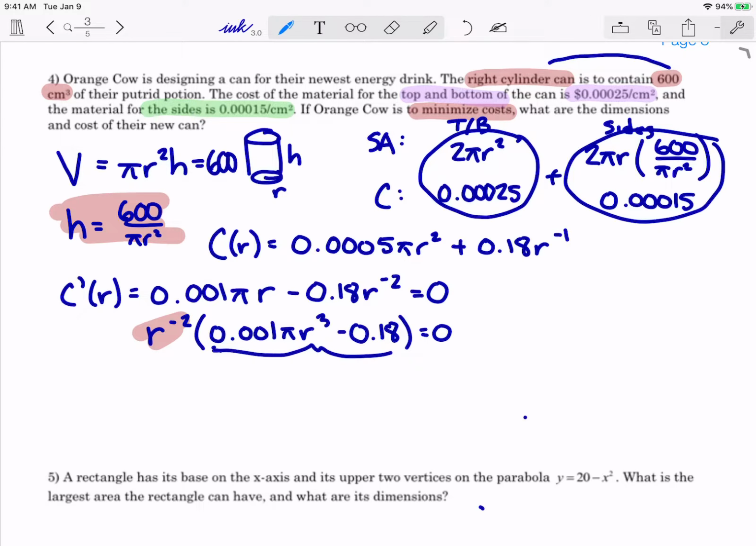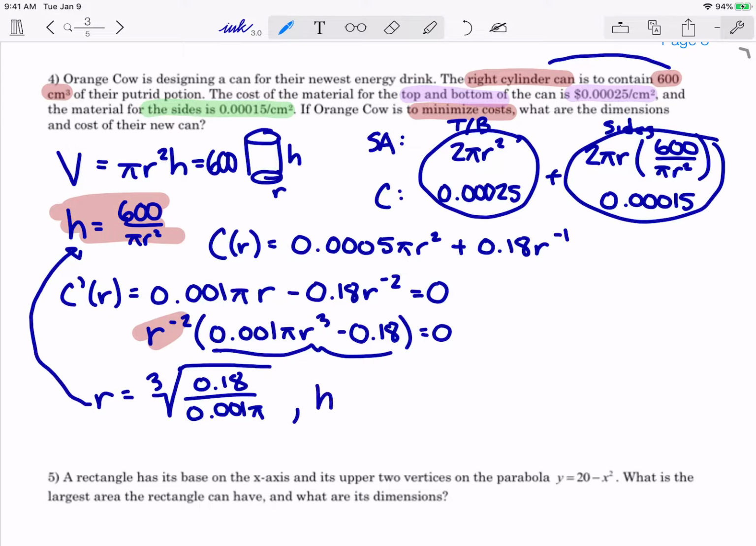And when I do that, which again I will invite you to check your work, you should get the cubed root of 0.18 over 0.001 pi. Okay, I am not doing any simplification for the sake of your sanity and mine. And then if I plug that in to this h equation, the equation for h that I got from my constraint, you will find that h equals 600 over pi times that thing squared.